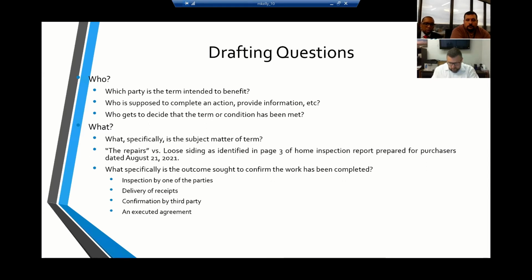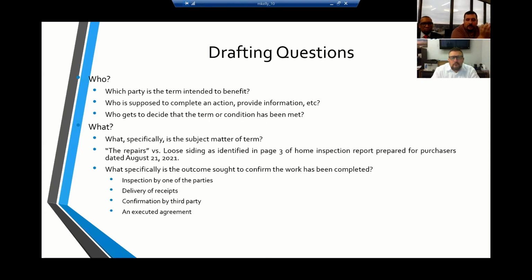And looking down, what specifically is the outcome sought to confirm the work that has to be completed? Is it inspection by one of the parties before the possession date, and how many days before possession date, if that's an issue? Delivery of receipts to confirm that the work has been done. Or is it something where, for example, the realtor comes out to confirm that the work has been done? An execution agreement, something to show that the work has been done and is warranted, so you can all go forward. And I was thinking about who. One thing you've got to be thinking about as part of these agreements is the important point we've described as privity of the contract.